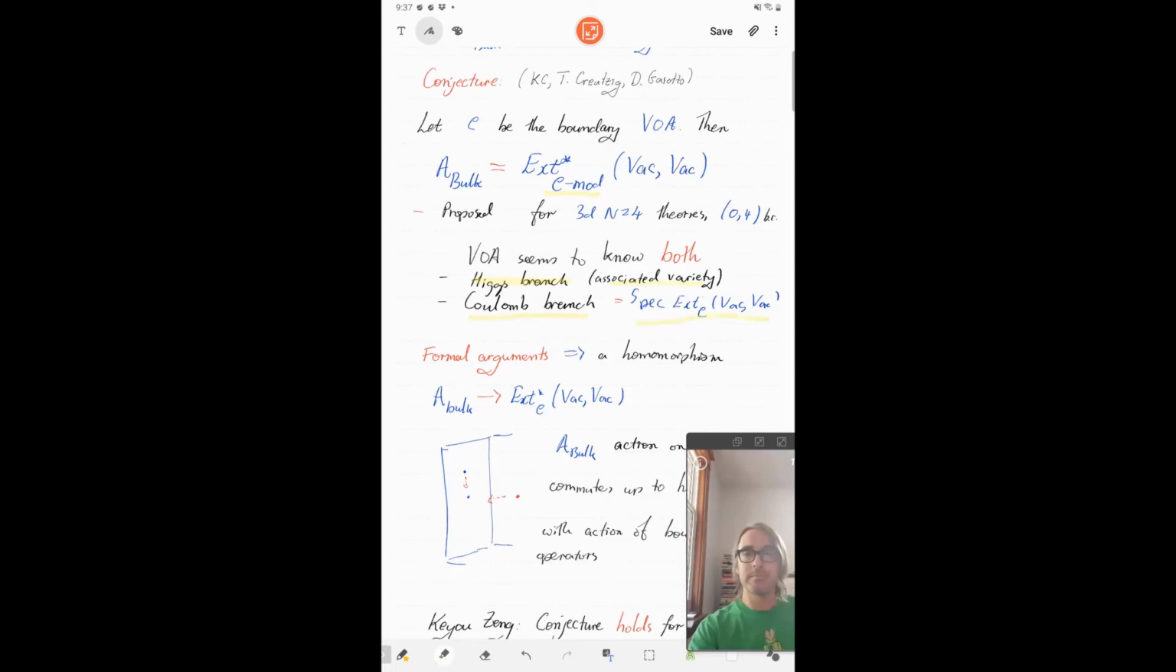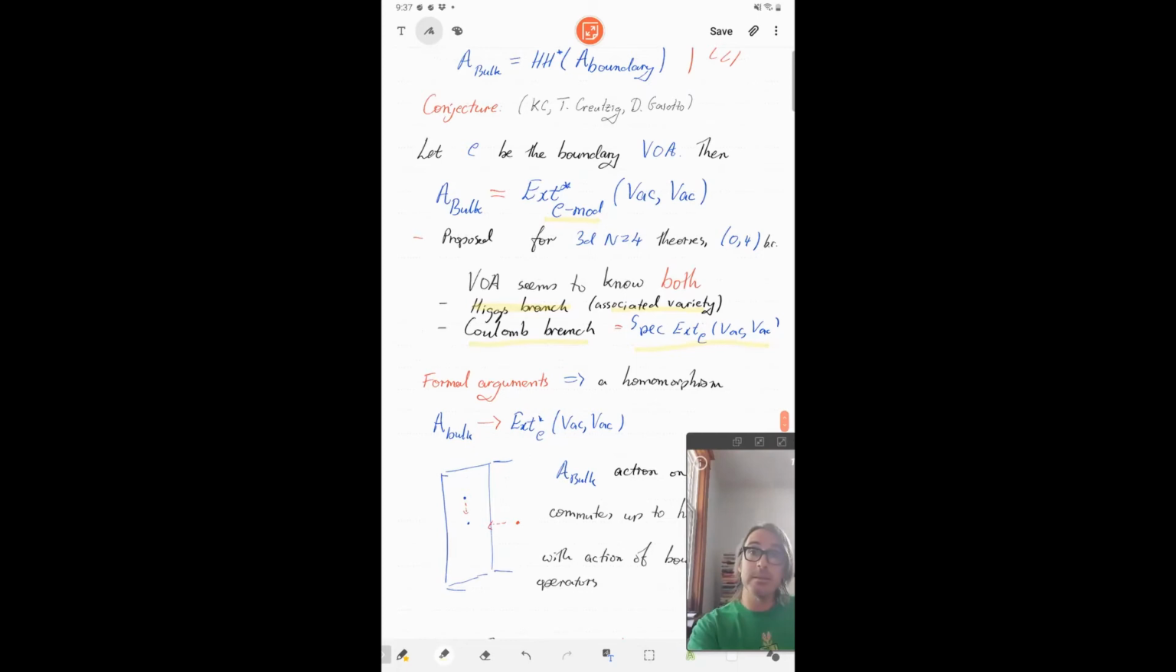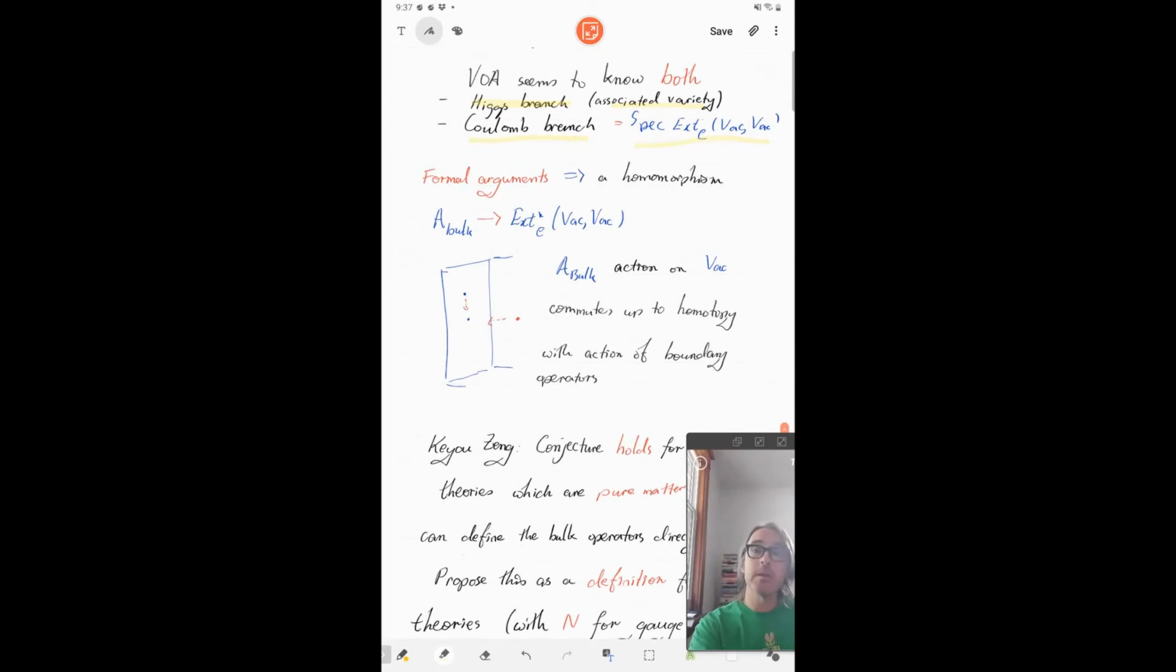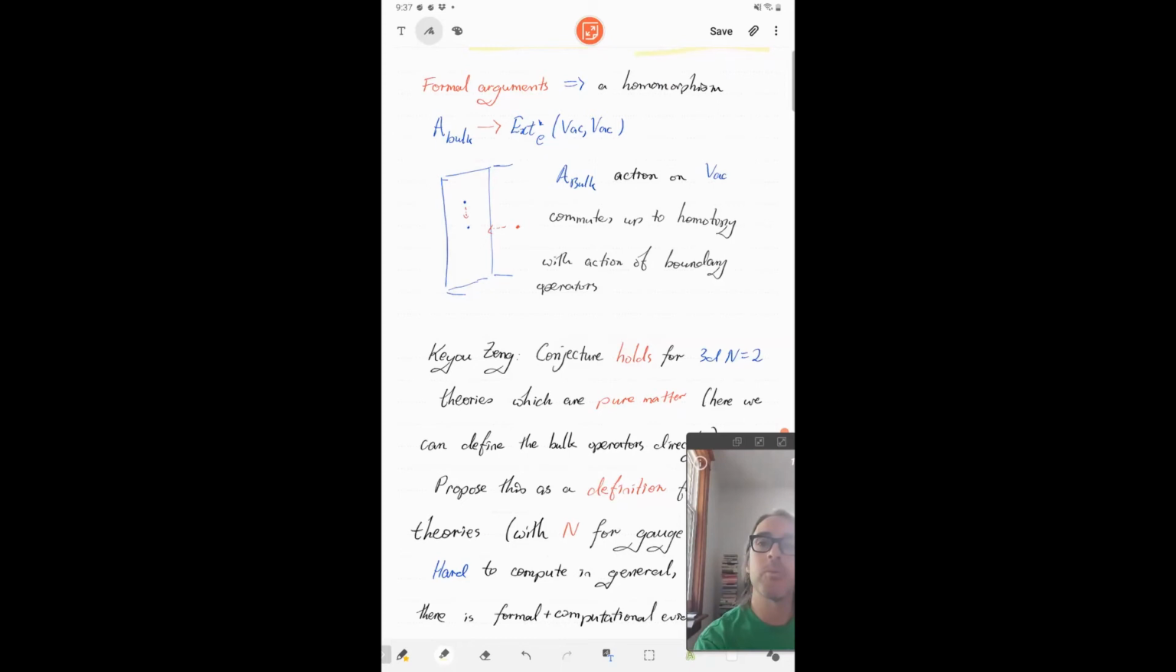Okay, so we would like to extend this to n=2 from n=4. Purely formal reasoning tells us that there must be a homomorphism from the bulk, whatever the bulk algebra is, to this Self-Ext. Because if I take a bulk operator and bring it to the boundary, that commutes with the OPE of any boundary operator.